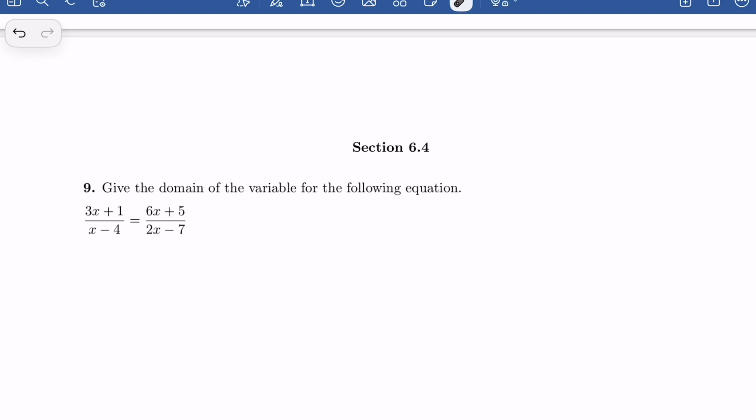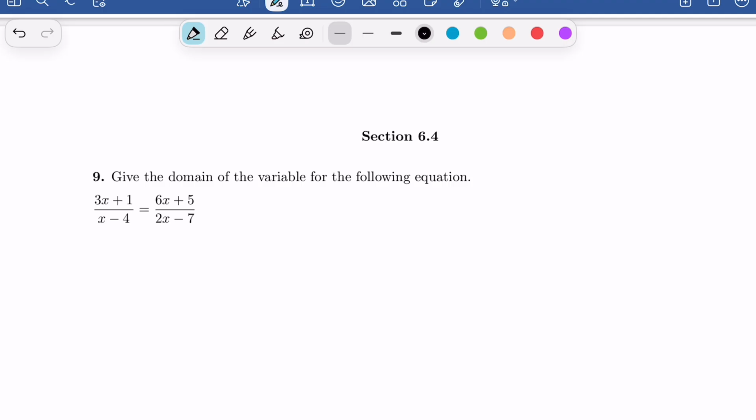Now, if you remember, with rational equations, the domain of these guys are going to be all real numbers except those numbers that'll make our denominators equal to 0. Because remember, we can't divide by 0. So again, our domain is going to be assumed to be all real numbers except those x values that'll make our denominators equal to 0. So in order to find those values that we're going to exclude from our domain, what we're going to do is set our denominators equal to 0 and solve for the variable.